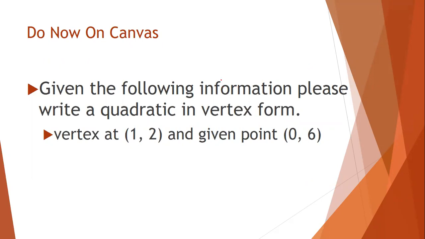Awesome, thank you. All right, so really quick, going over your do now. For your do now, remember vertex form, y equals a times (x minus h) squared plus k, right? So if I'm given the vertex, that's my h, that's my k. If I'm given the point, that's my x, that's my y, and I just have to solve for the a. So I plug in what I have.